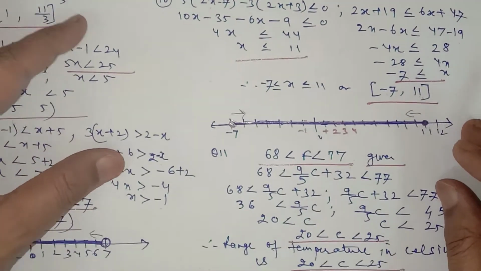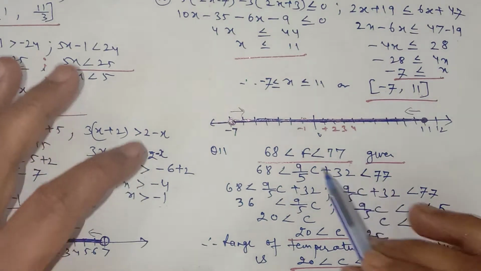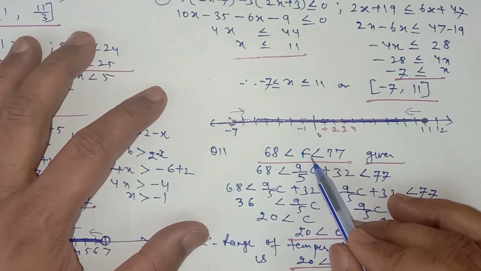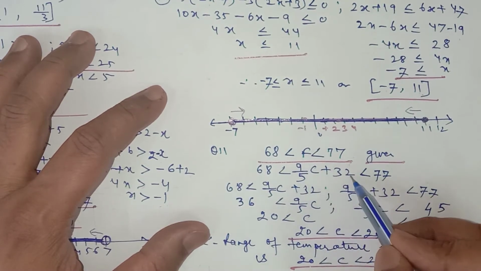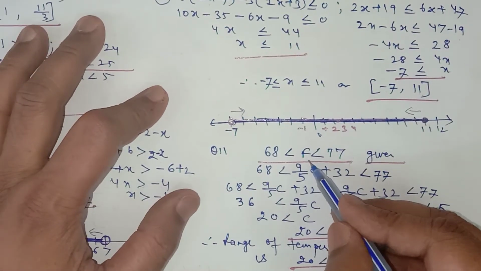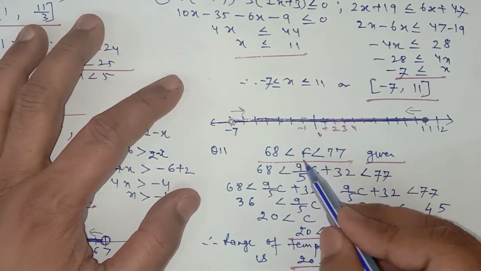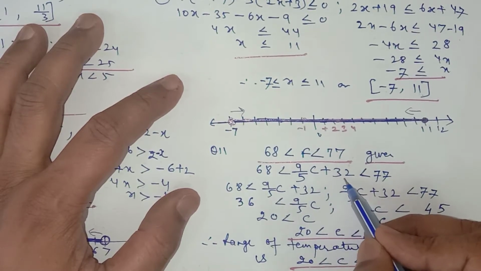Now, first of all, I'm taking question number 11. It is given that the Fahrenheit temperature is between 68 and 77, and you have to convert the range into Celsius. We know that Fahrenheit is equal to 9 upon 5 C plus 32, or rather it is given in the question itself. So it is given that the Fahrenheit temperature is between 68 and 77, and the value of F is given as 9 upon 5 C plus 32.